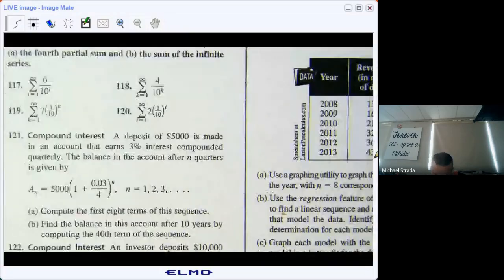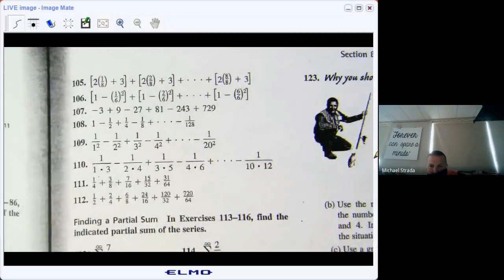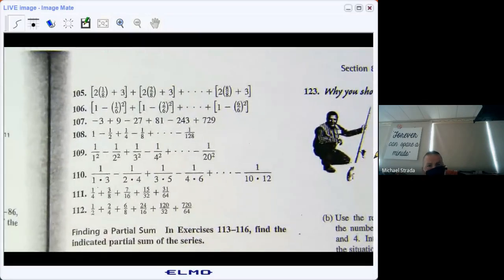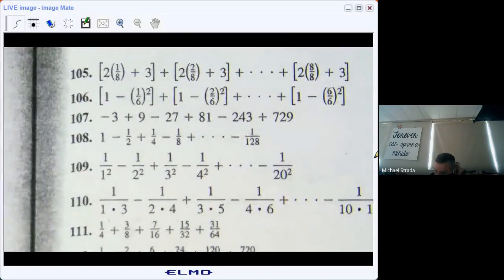Okay. So, when you go to the top of the next page, I want to look at a couple more. I want to start with number 107. -3 plus 9, -27 plus 81, -243 plus 729. Okay?